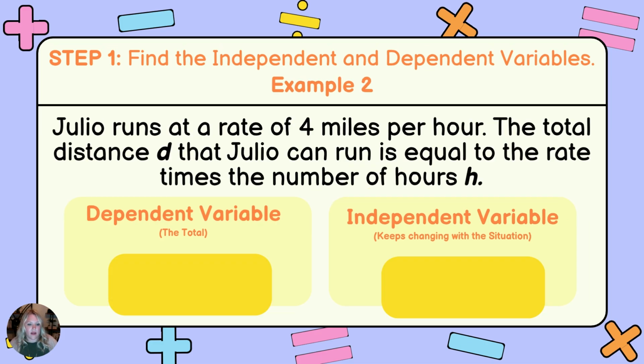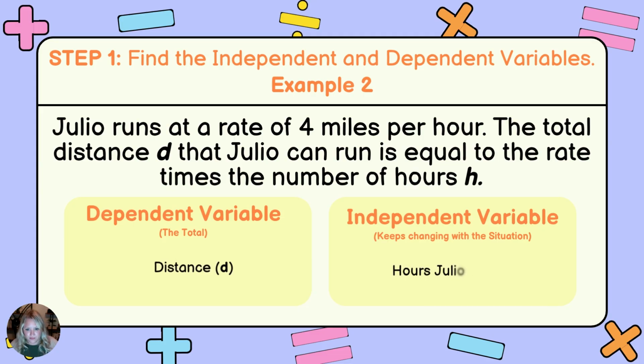Great. And then if we look at another one, Julio runs at a rate of 4 miles per hour. The total distance D that Julio can run is equal to the rate times the number of hours H. So the total distance is going to be the dependent variable, and the independent variable would be the number of hours that Julio runs.